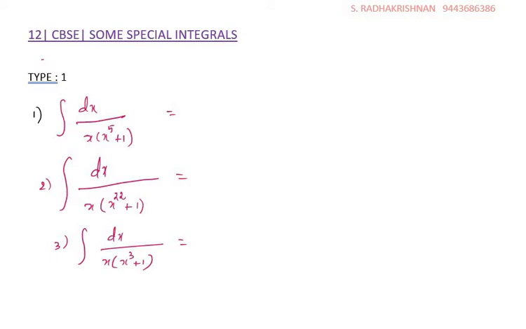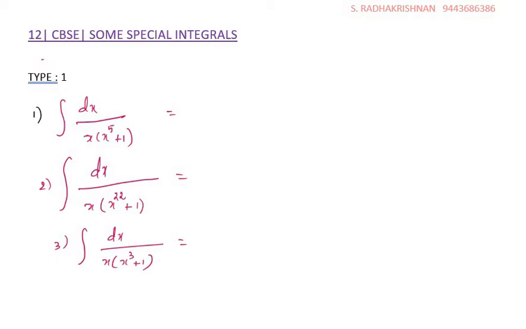Integral dx by x into x power 5 plus 1. This is one question. Next is dx by x into x power 22 plus 1. And the third question, integral dx by x into x cube plus 1. Okay, three questions. If you see, all these three questions are of the same form. The only difference is that in the first sum I have x power 5 plus 1, in the second question I have x power 22, and in the third question I have x cube.